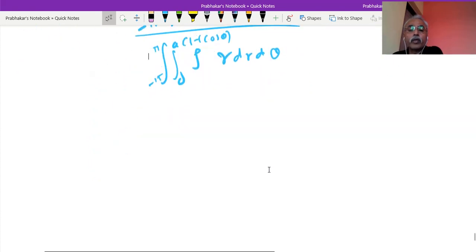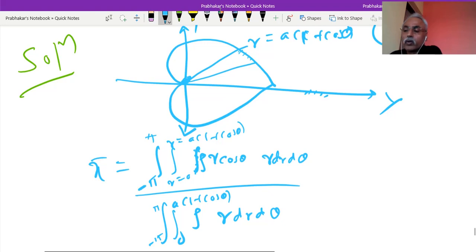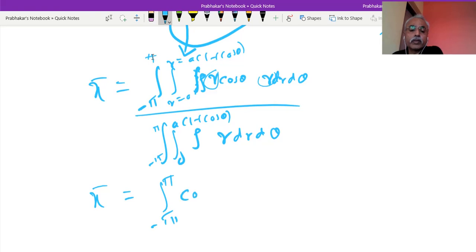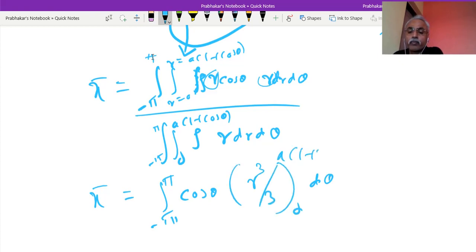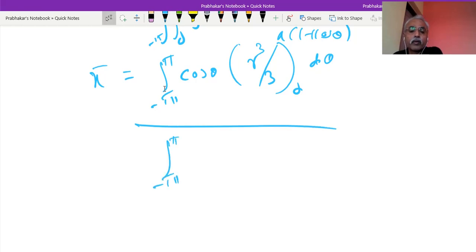Or you can write first r square by 2, integrate, and the remaining things will work out. But is it r square by 2? No. If rho is not there, you put rho equal to 1. By taking rho equal to 1, first you integrate with respect to r. In the numerator, r into r, r square, it becomes r cube by 3. In the denominator, it becomes r square by 2. Integrating with respect to r, keeping theta constant, minus pi to pi as it is, cos theta as it is, d theta as it is, r becomes r cube by 3 between 0 to a into 1 plus cos theta. Very similarly, in the denominator, instead of r cube by 3, it becomes r square by 2, 0 to a into 1 plus cos theta.